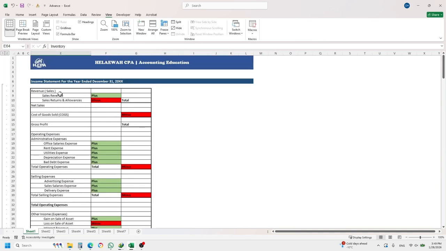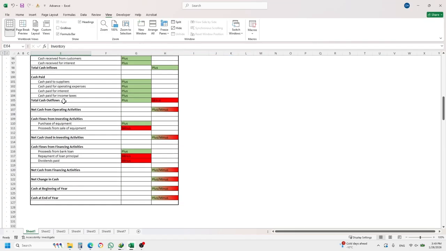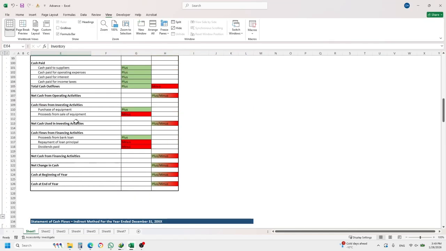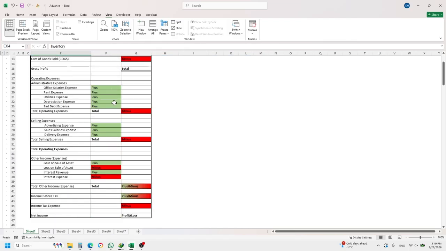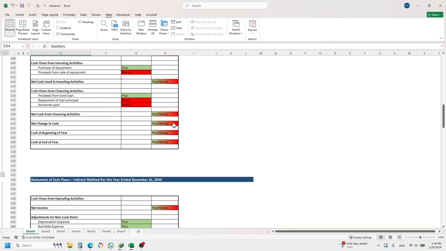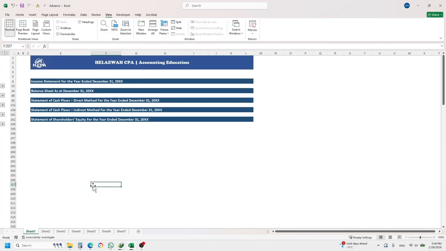As you can see in the income statement and the statement of cash flow, both methods, there are numbers we add, there are numbers we subtract, and there are numbers we don't know yet. Is it total plus or minus, or a positive or negative number? It depends on the calculation and what we're gonna reach from our business.